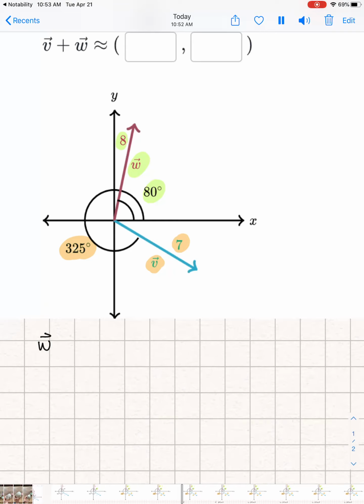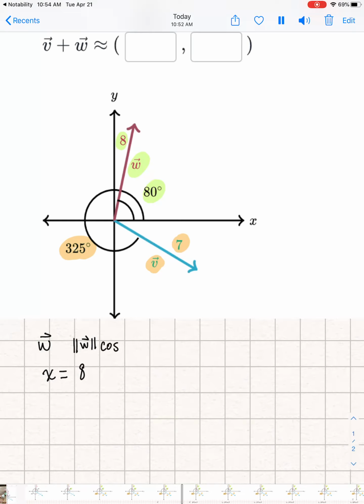So all we're doing here, when you're looking for the x component, in this case our x component for W is going to equal the magnitude. So that's 8. However you want to write it, you would write the magnitude of W times cosine of whatever your angle is going to be. We'll call that theta. Let me just clean this up a bit so you guys can see where I'm getting this. So this is x equals the magnitude, that's 8 in our case, times cosine 80.